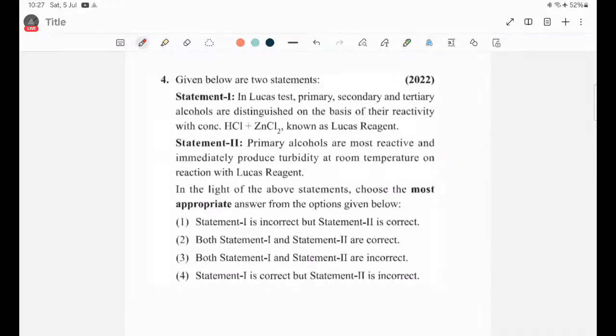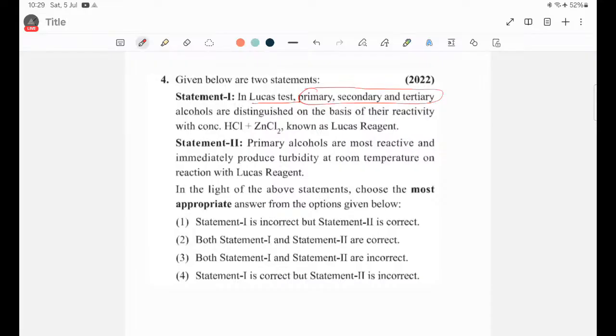I have already received one answer, that is option 4 is correct. Someone is telling. I didn't get the other answers, maybe due to some kind of connection issue. Okay, now I will go through. Actually you will get the turbidity very much faster than in the last two cases.